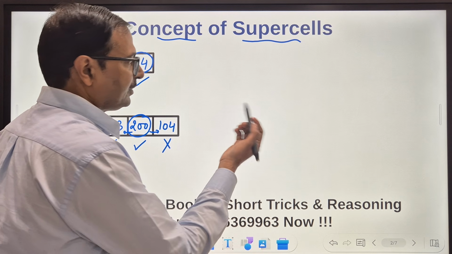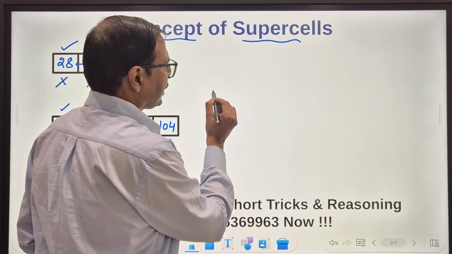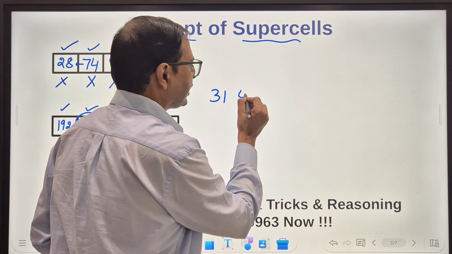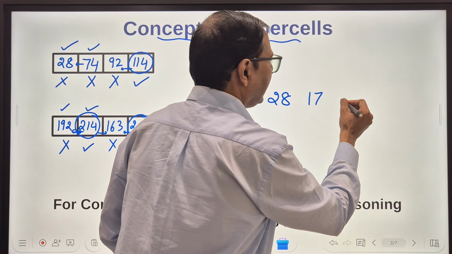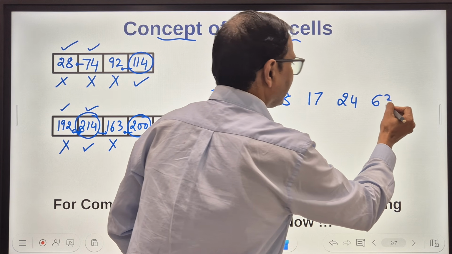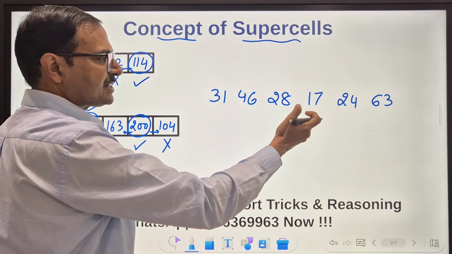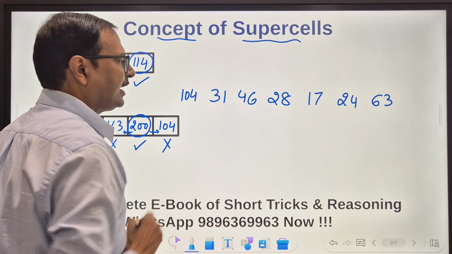Suppose I'm taking one more example. Let's take a series of numbers where we have 31, 46, 28, 17, maybe 24 and then 63. How many numbers are there? These are 6 numbers, right? Let's take one more. If we take 104 on the left.